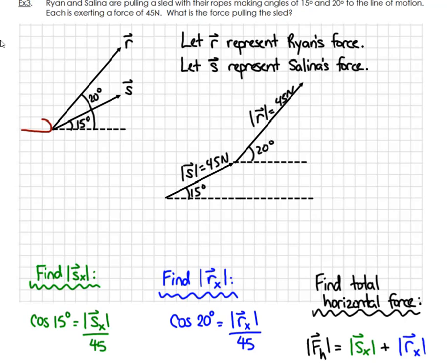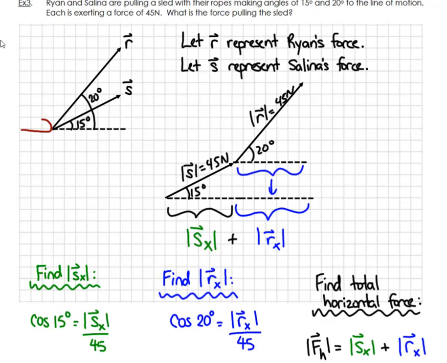Okay, so what I'm trying to find is Selena's x, and I want to know what the magnitude is. I'm going to add it to Ryan's, which is the same as this, really. Ryan is going to be r, x, the horizontal component. Add them both together, and you get the total movement horizontally of the sled.